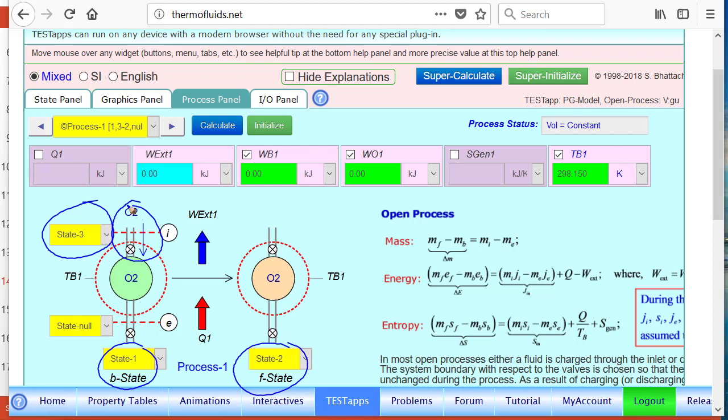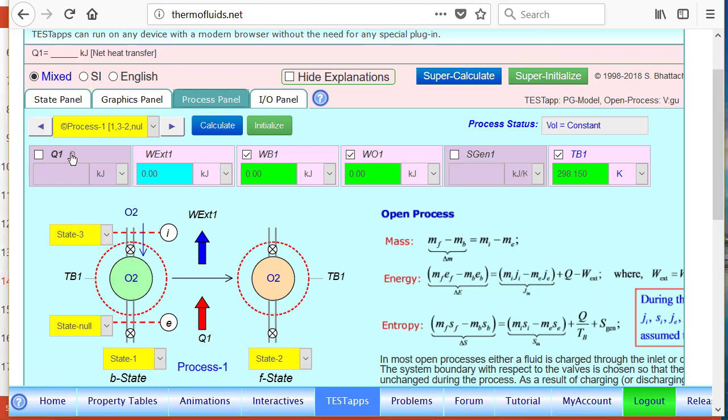Usually, if there is only one unknown, then if I put Q equals 0, the energy equation can be solved, because there is no Q, there is no W, and in this case there is only an inlet, so there is no exit at all. But the problem here is that we don't know state 2. We don't have sufficient information on state 2. So let's go check it out first.